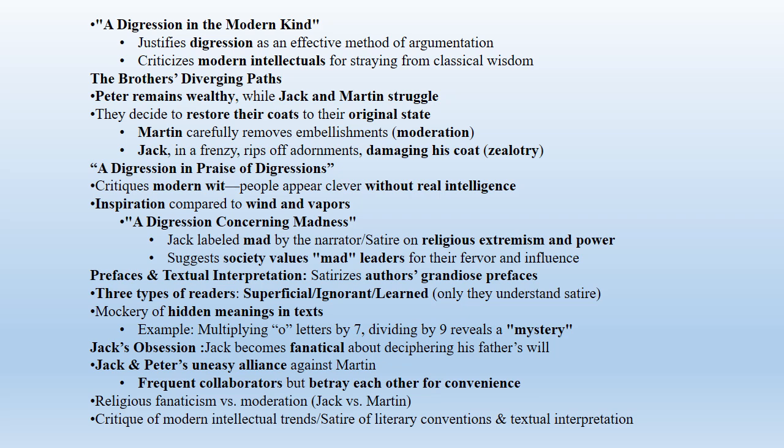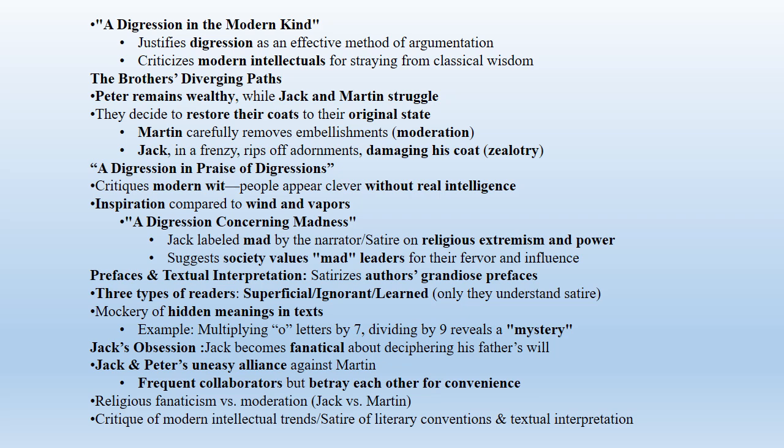In section 10, Swift satirizes the act of writing prefaces, noting that authors often present their works with grandiosity. He categorizes readers into superficial, ignorant, and learned groups, stating that only the learned will truly grasp satire. He also plays with the idea of textual interpretation, humorously claiming that by multiplying the number of times the letter O appears by 7 and dividing by 9, one might discover a hidden mystery.